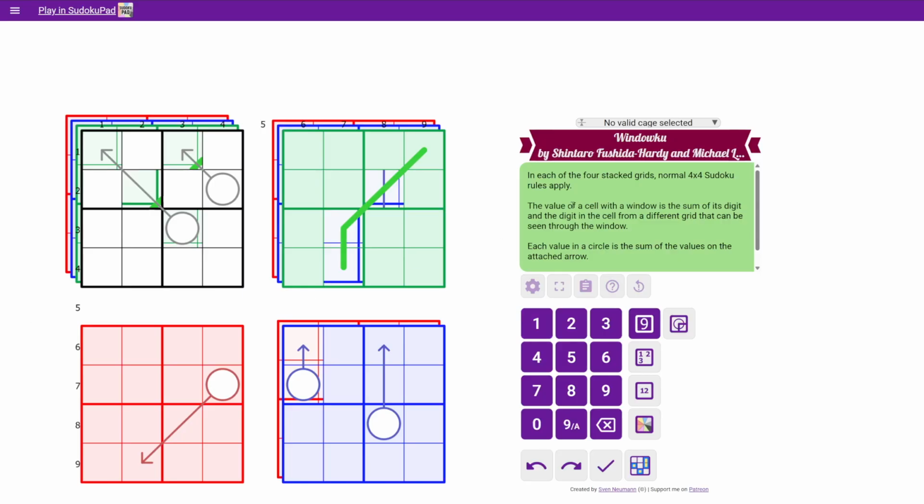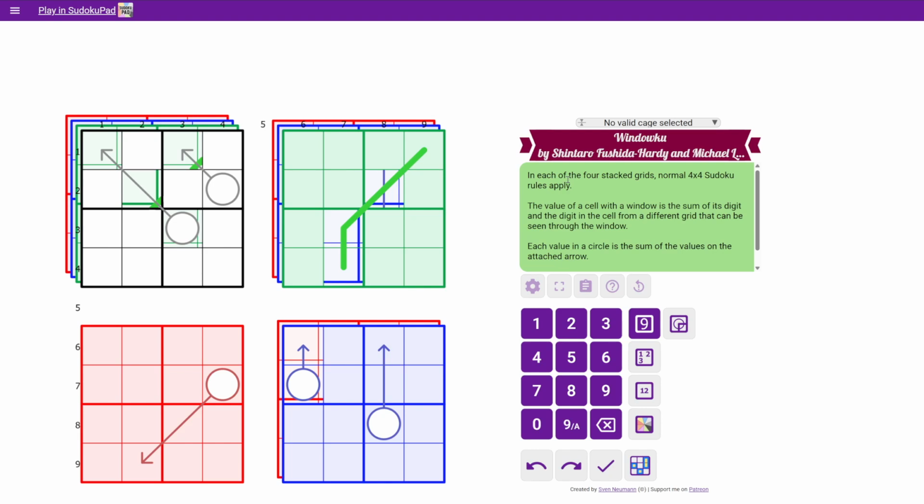Gonna check out a puzzle today called Windowku by Shintaro, Fushida-Hardy, and Michael, maybe Lefkowitz, perhaps? I'm not quite sure. Michael L, at least. I'm not sure.